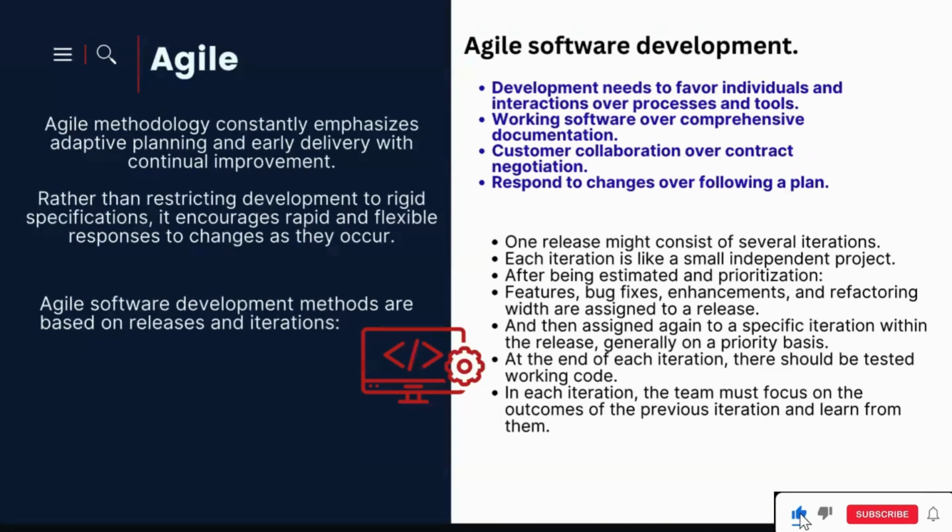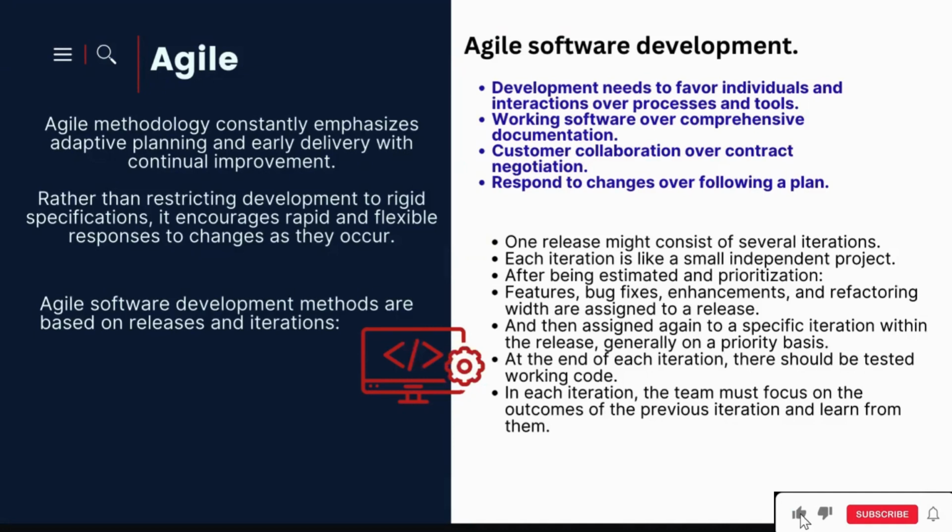Okay. Agile. So the agile methodology constantly emphasizes adaptive planning and early delivery with continual improvement, right? Rather than restricting development to rigid specification, it encourages rapid and flexible responses to changes as they occur. Even in production, you can change daily. Daily you can test, daily you can revoke, daily you can do the deployment. So that's where agile comes into the picture.